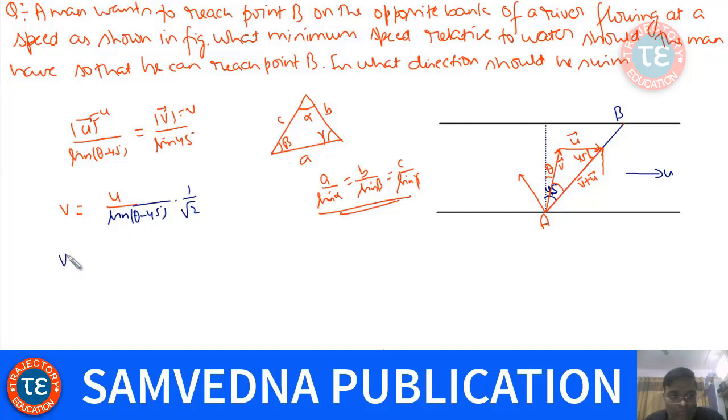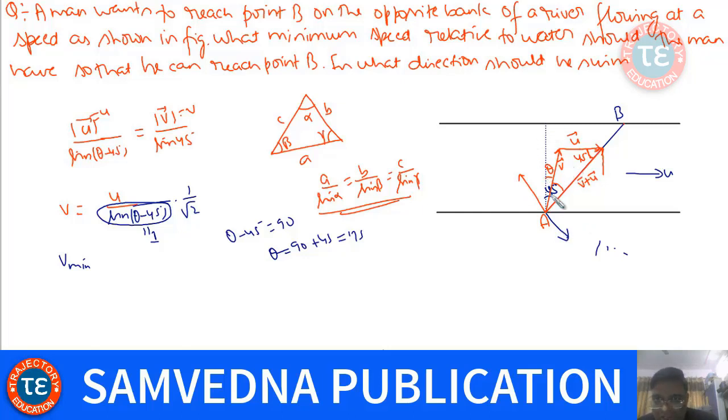So what will be v min? V will be minimum if this value is 1. But this value will be 1 when theta minus 45 is 90 degrees, and that will give you a very absurd value of theta, that is 90 plus 45, 135. 135 means the velocity has to be in this direction. There is no river in this direction.